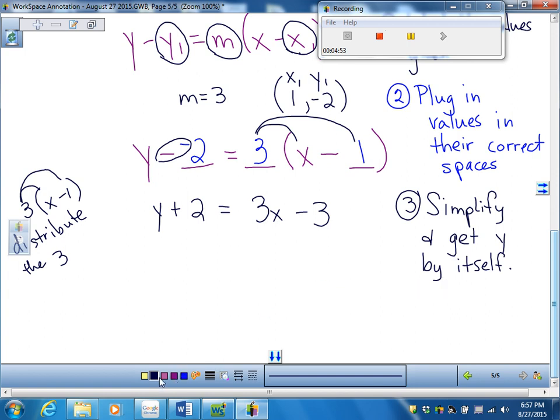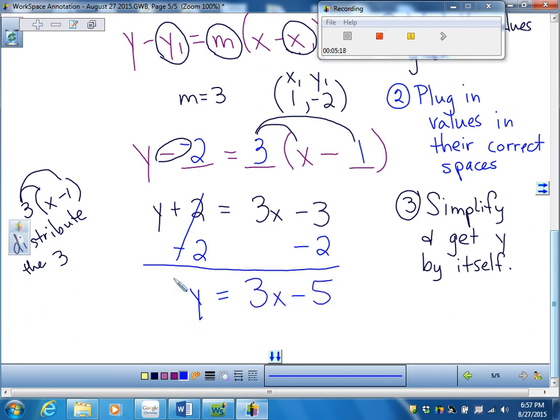So now the last step, I want to simplify. I'm trying to get y by itself, so now I'm going to subtract 2 from both sides. That will make these 2's cancel. Whatever I do on one side of the equation, I have to do on the other. So I subtracted 2, so now y is equal to 3x minus 5. And that is my final answer.